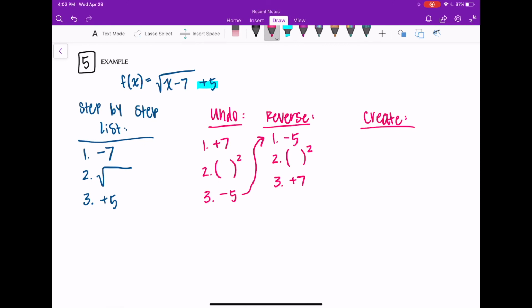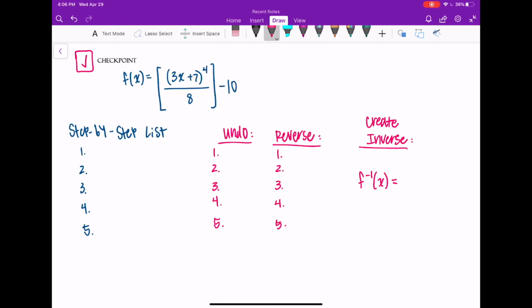So when we create the equation, every time we do this, we start with x, and then we complete the operations that tell us what to do. So it says the first thing that happens to x is that we -5. The next thing that happens to the entire quantity is that we square it, and the last thing that happens to the entire quantity is that we +7. So f inverse of x equals the quantity of x -5 squared plus 7.